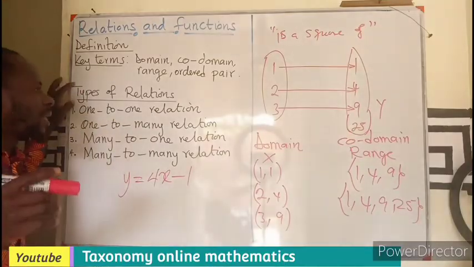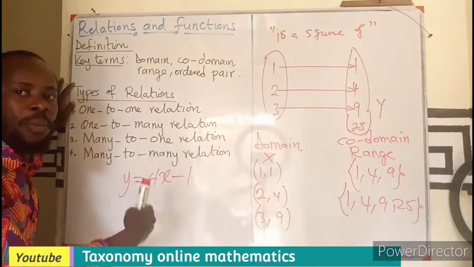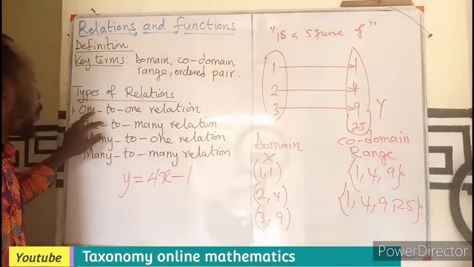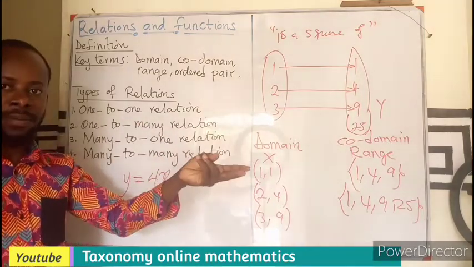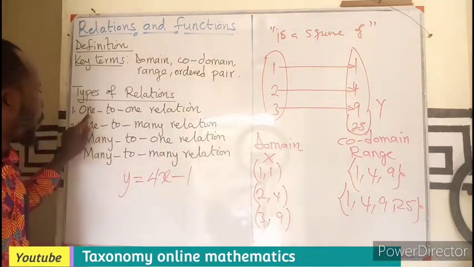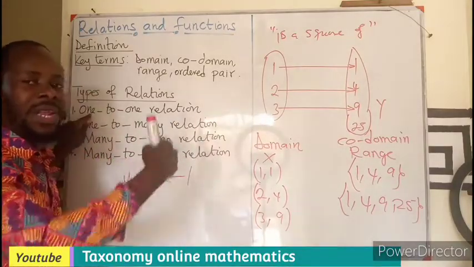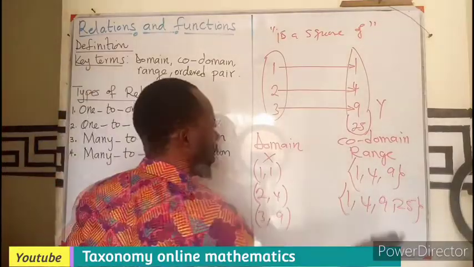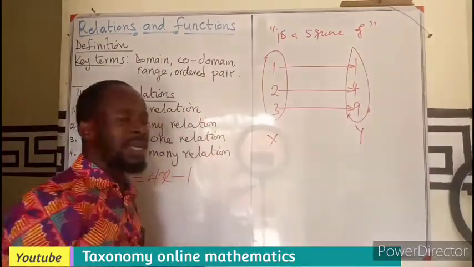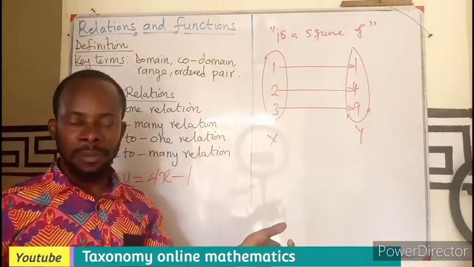Then we have types of set that are relation, or types of relation. So we have 1-to-1 relation. Don't forget you're referring to two quantities or two sets, right? So if 1-to-1, it means one element in the first set has a relation with what? One element in the second set. So from this, we can give this as an example of 1-to-1 relation.